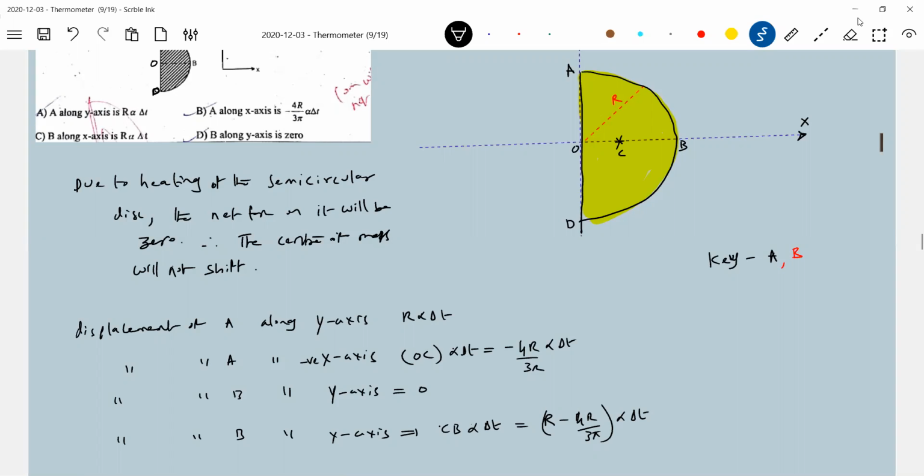What about the center of mass? The center of mass will not shift along the x and y axis. It is 0. Okay.